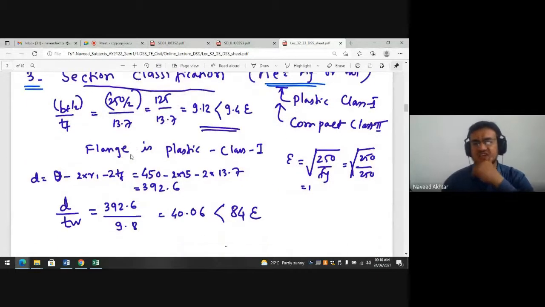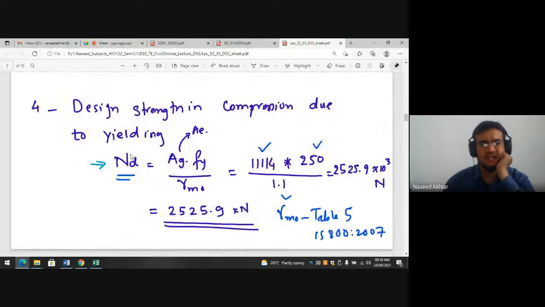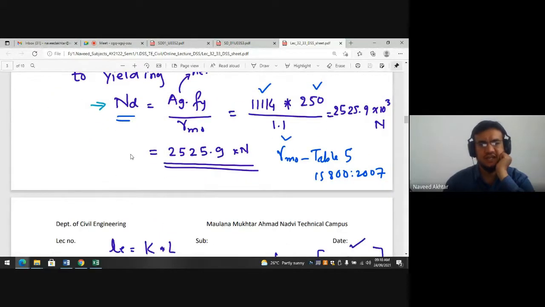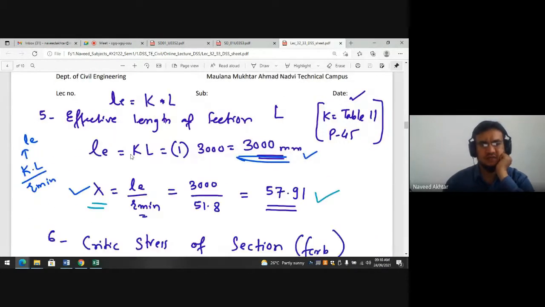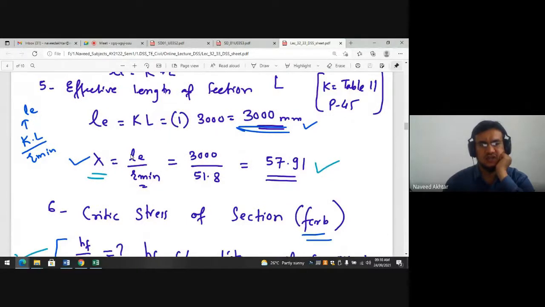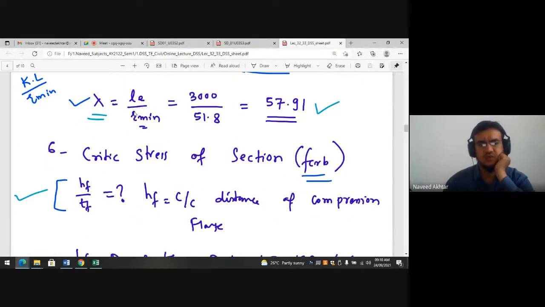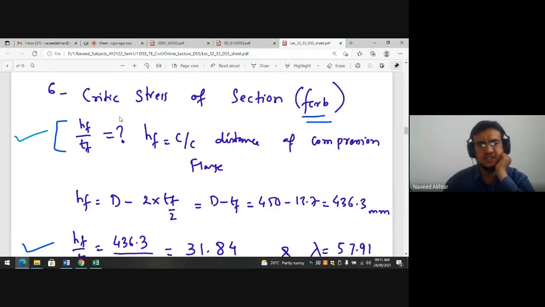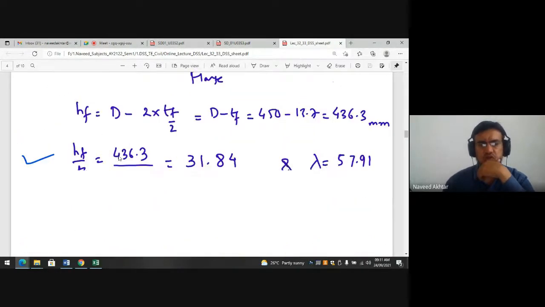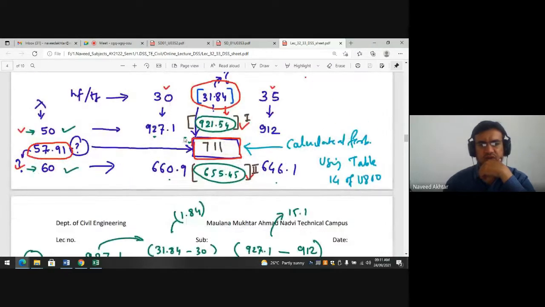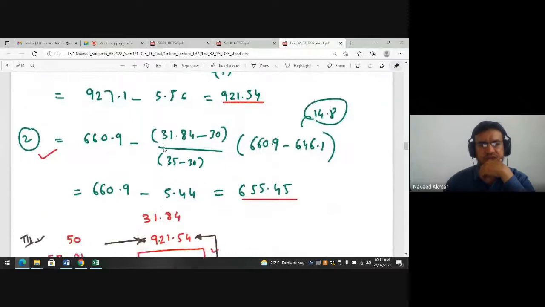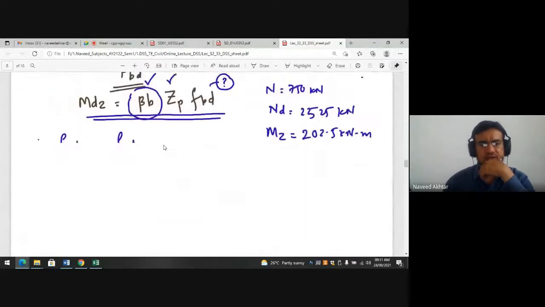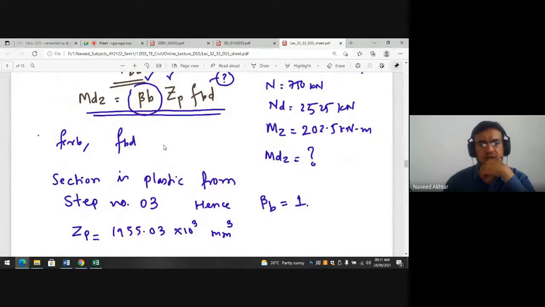Then section classification, you know the beta B value. Then design strength in compression, regulating ND is equal to AG FY upon gamma M0. And then as we know the effective length, we can find out the slenderness ratio by knowing the r minimum from the sectional properties, and the critical stress of the section FCRB. We find out from table number 14 of the IS code, and then by interpolation you can find FCRB is 711. And based on that, as you know, the value of beta B is FP.